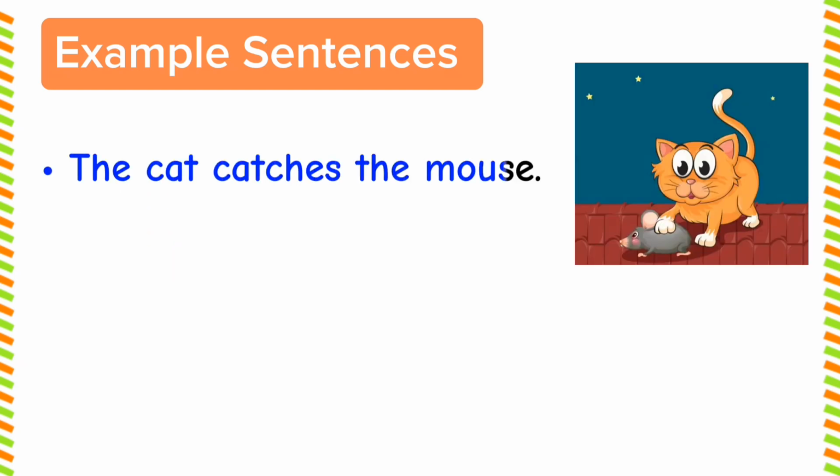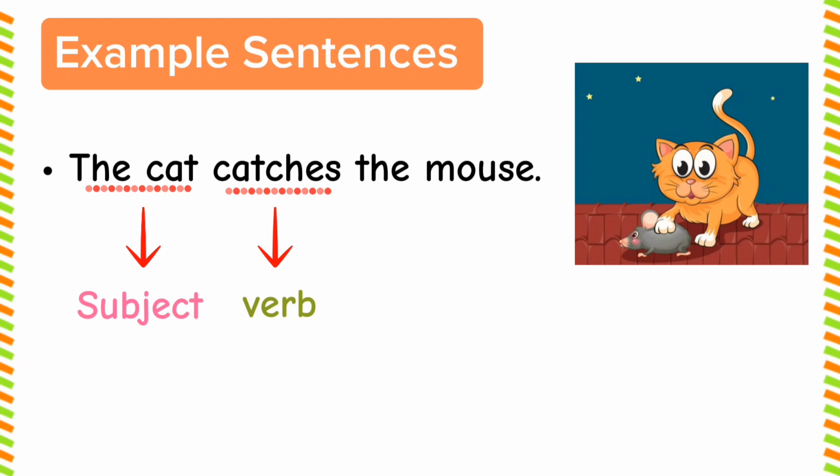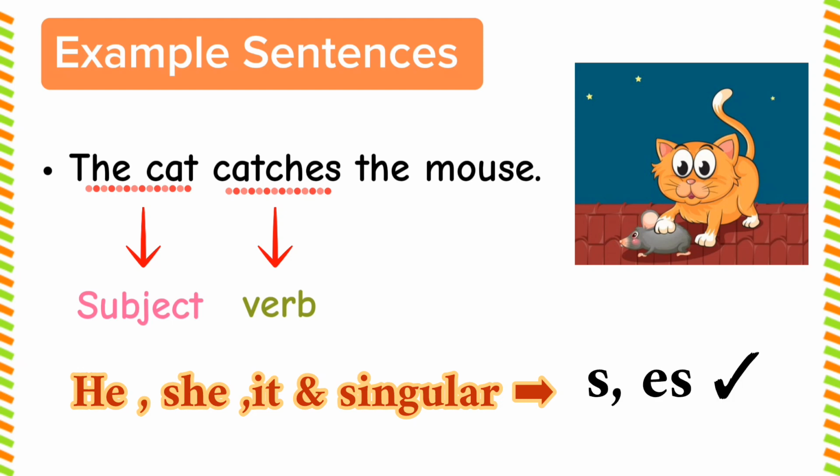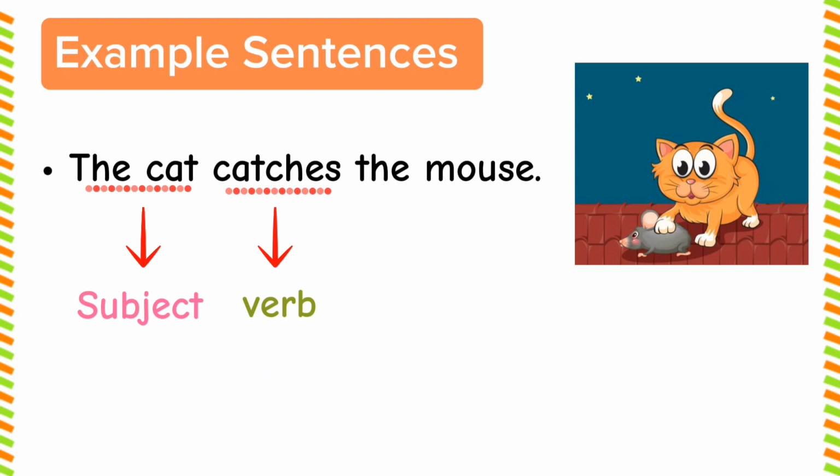The cat catches the mouse. The subject in this sentence is the cat because the cat is doing an action, which is catching. In this sentence, the verb is catches because this is the action being done by the subject. Catches has an es ending because the subject is the cat, which is a third-person singular, like he, she, it, and in present indefinite tense, we add s or es to the verb for third-person singular subjects. Catches is the third-person singular form of the verb catch. In this sentence, the object is the mouse. This is the one being caught by the cat.